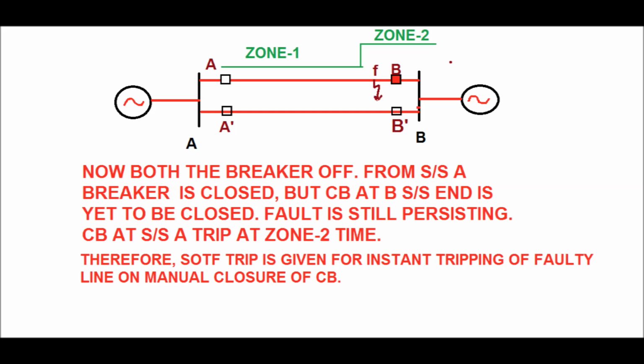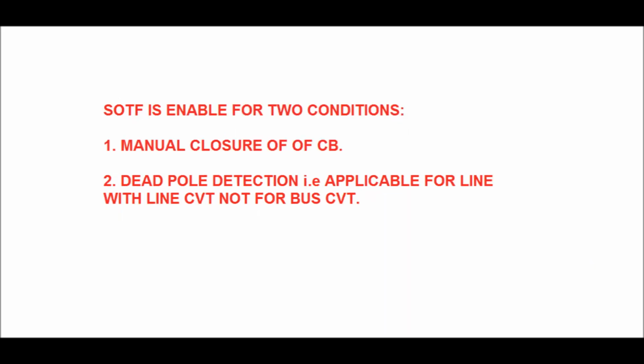Therefore, SOTF trip is given for instant tripping of the faulty line on the condition that we close the CB manually. The full form of SOTF is switch on to fault. That is, whenever a faulty line is charged, for quick clearance of the fault, instantaneous tripping is given from the relay, whether it is in Zone 2 pickup or Zone 4 pickup.